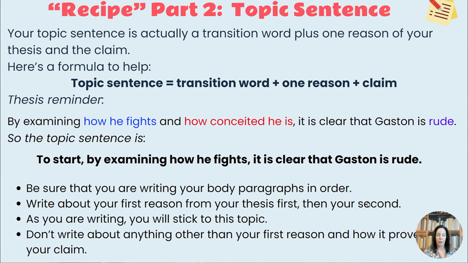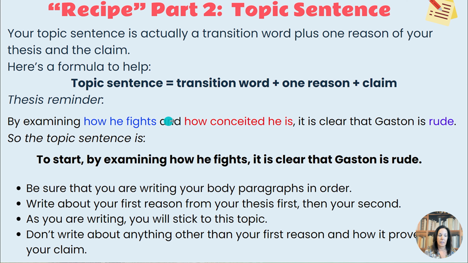Let's talk now about our topic sentence. Your topic sentence is actually a transition word plus one reason of your thesis and claim. Here's a formula to help. Your topic sentence equals your transition word plus one reason plus claim.